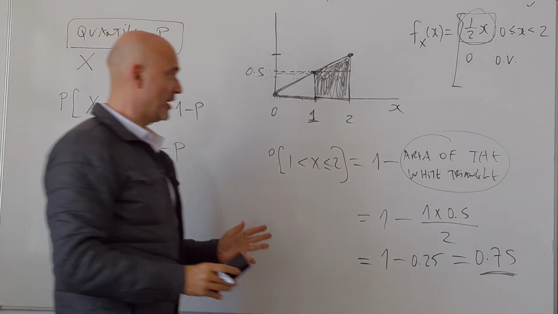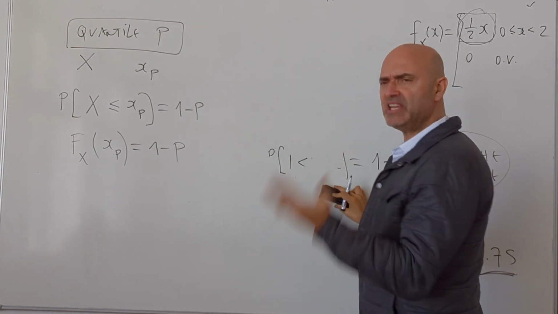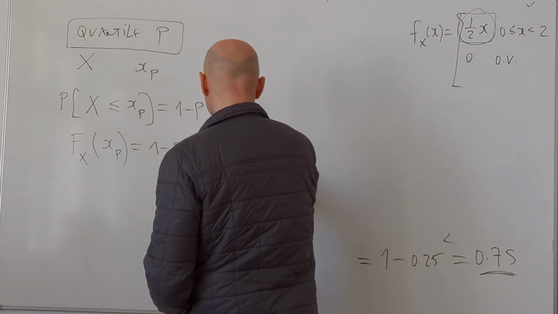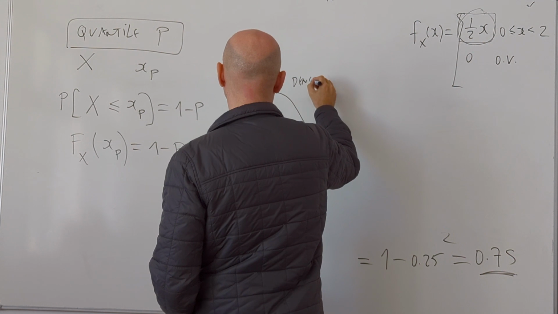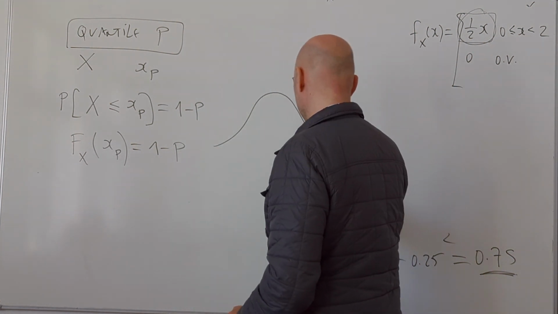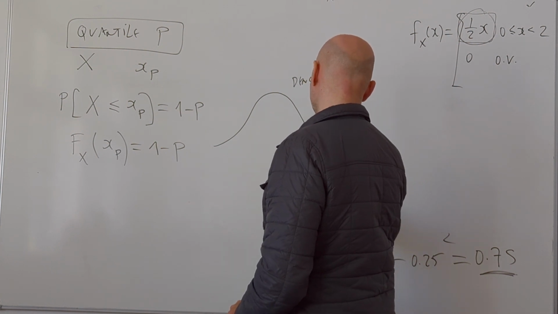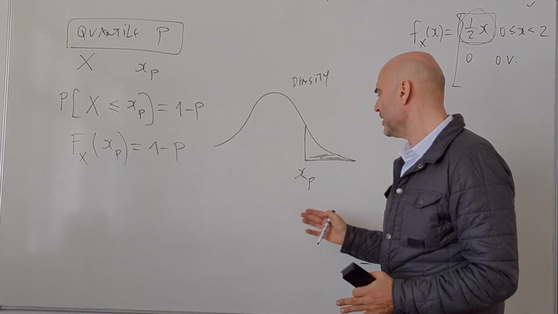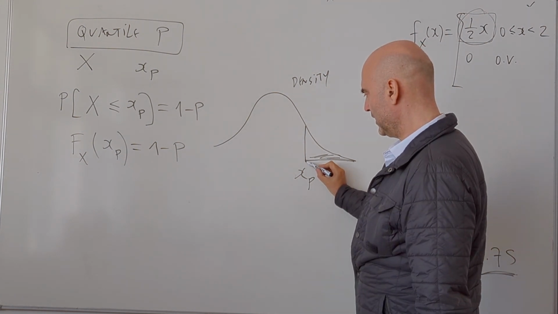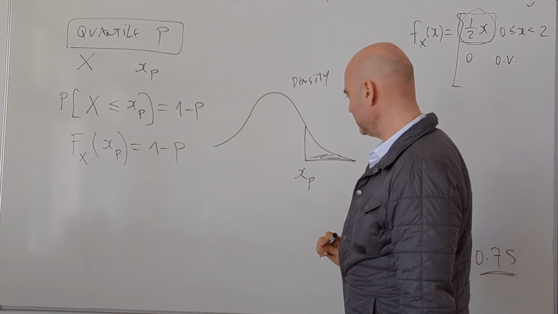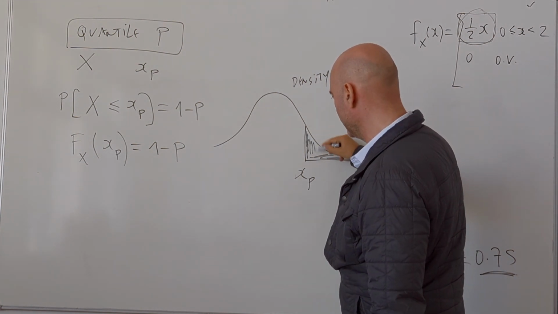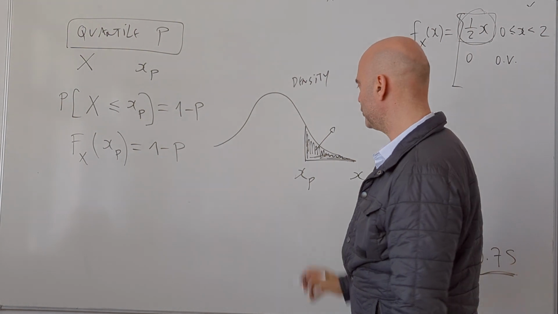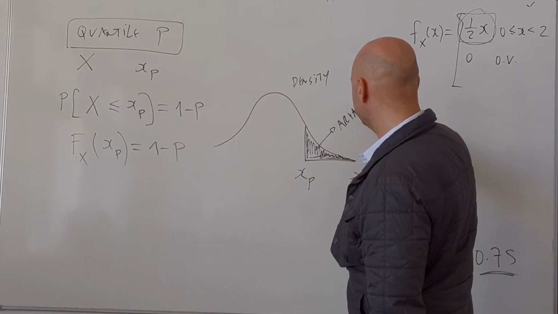But now I will give a graphic, because with the graphic it's easier to understand very fast what the quantile is. So I will put here a density. This is a density. And now I will put here the quantile P. The quantile P is a value such that the area to the right of the quantile, below the graphic of the density and above the x-axis, is equal to P. So this area is equal to P.